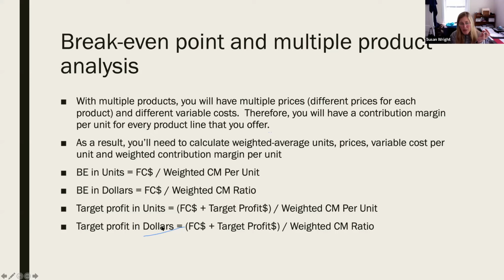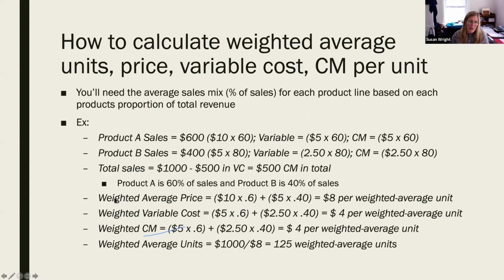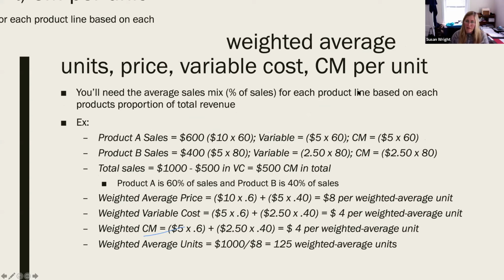Same thing here to get sales dollars: fixed cost plus target profit divided by weighted CM ratio. Notice this is the same formula for break even. The only difference is at break even, target profit is what? 0. So all you end up with is fixed cost plus 0 divided by weighted contribution margin per unit. All right, so that's the only thing you got to do different there. And I'm running you through a few examples. I looked at this again this morning and I thought, well, I hope that's not too confusing. But just real quick, I want to walk you through. So we have two products, A and B.